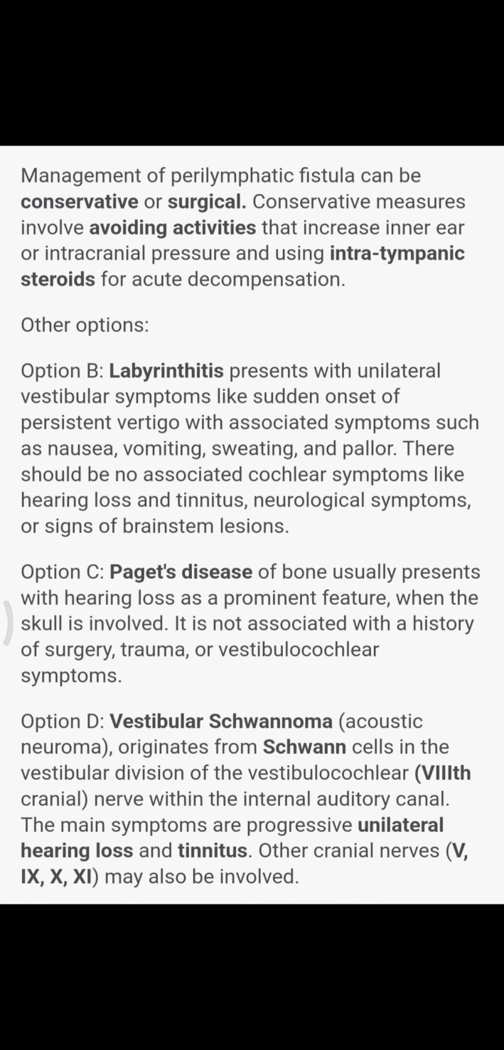of the vestibulocochlear, that is eighth cranial nerve, within the internal auditory canal. The main symptoms are progressive unilateral hearing loss and tinnitus. Other cranial nerves 5, 9, 10, 11 may also be involved.